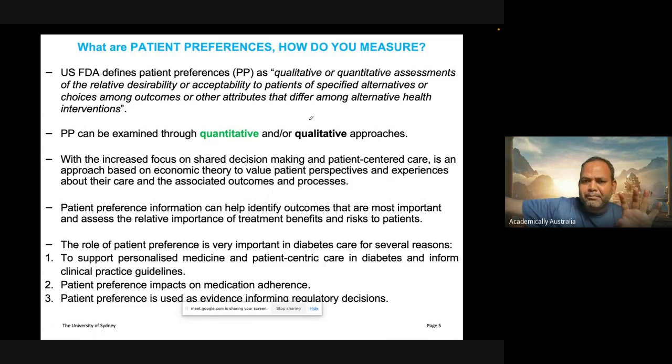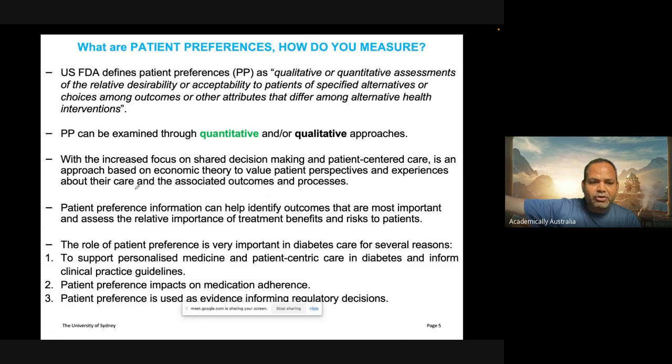So simply, we give a patient two, three, four or five choices, and the patient will choose one of them. Then we see why he chose this one and what factors affected his choice. There are factors, for example the cost, maybe the effectiveness, maybe the side effects of the medicine. There are so many factors we consider, and this can be measured quantitatively or qualitatively easily.